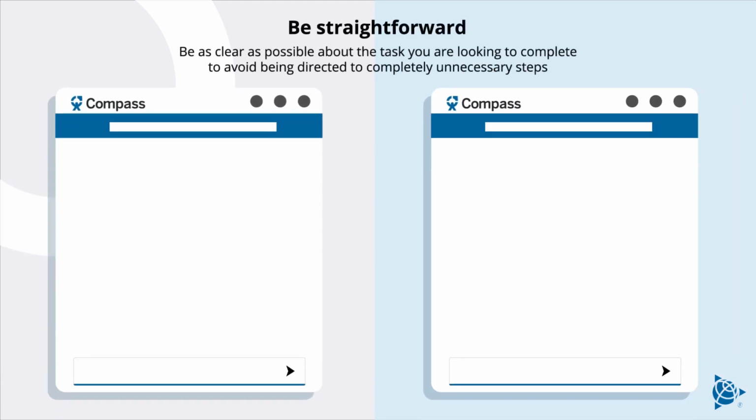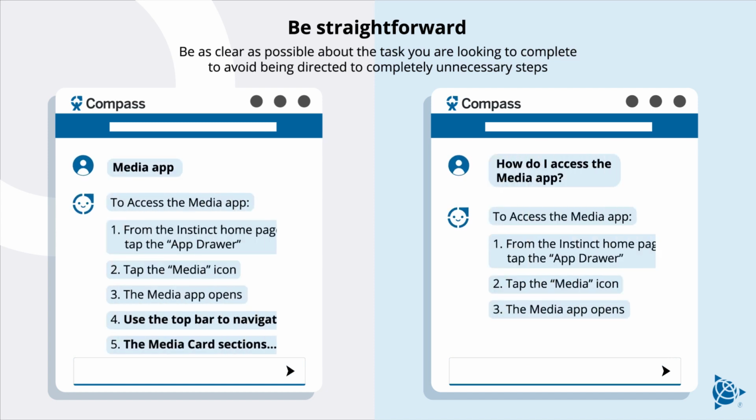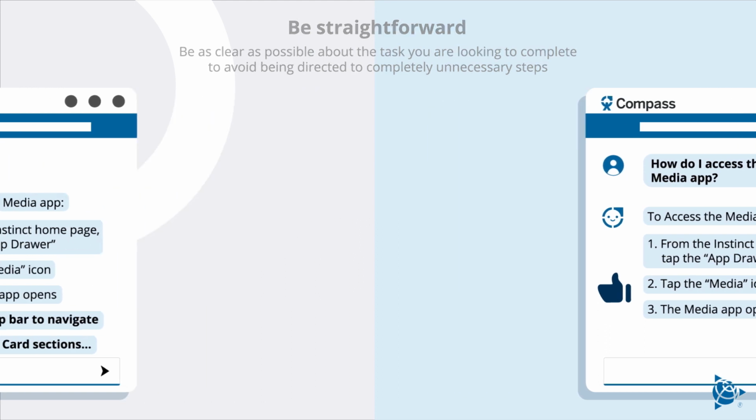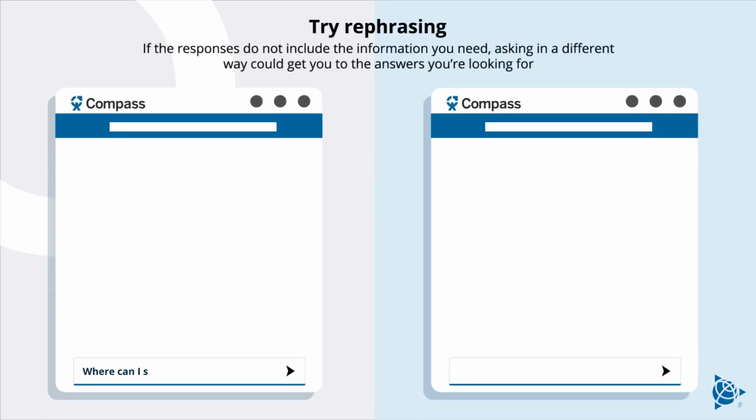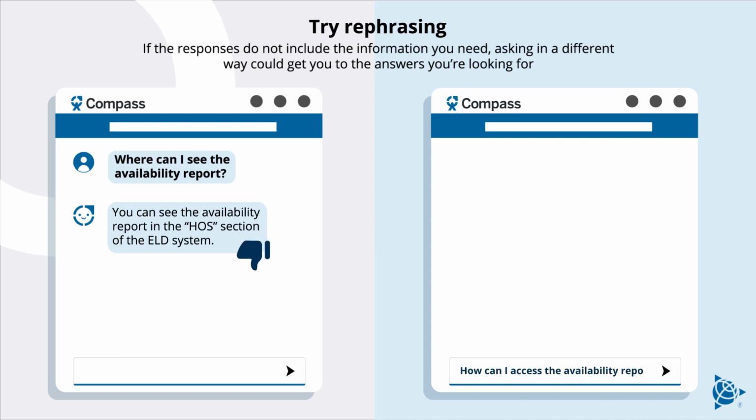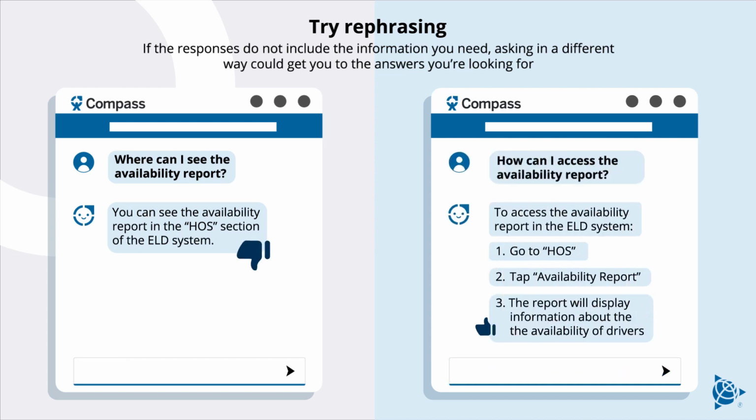Be straightforward. Be as clear as possible about the task you are looking to complete to avoid being directed to completely unnecessary steps. Try rephrasing. If the responses do not include the information you need, asking in a different way could get you to the answers you're looking for.